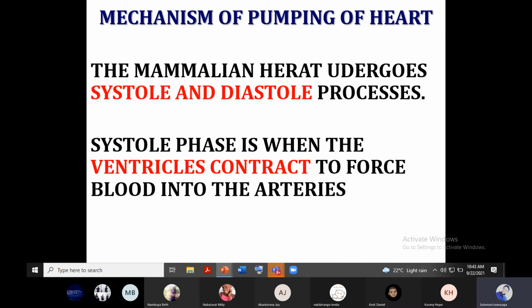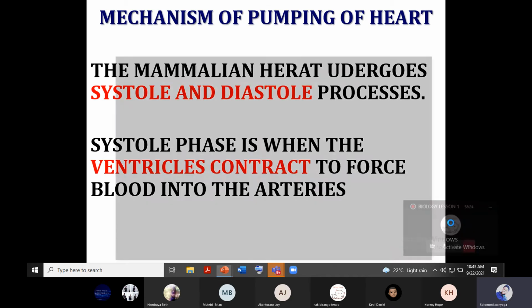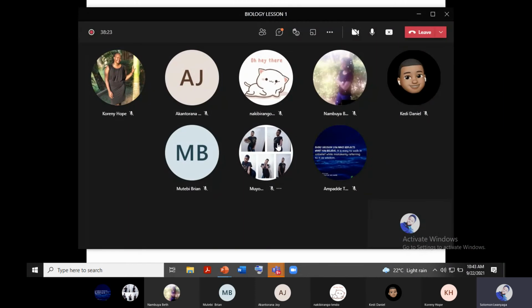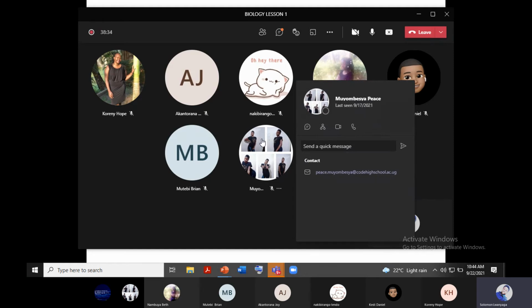Okay, so there are 3 assignments I want to do today. Let me reiterate. The first assignment was to draw the mammalian heart. The second assignment is to describe the mechanism of the pumping action of the heart. The third assignment is to draw the circulatory system, the mammalian circulatory system.